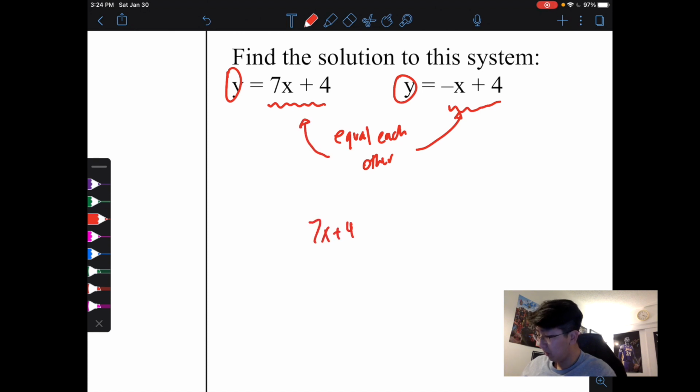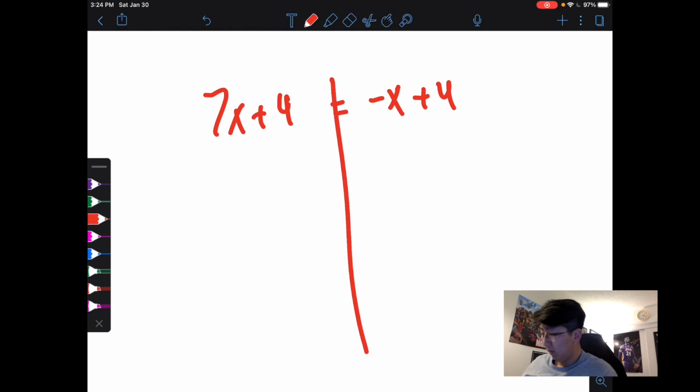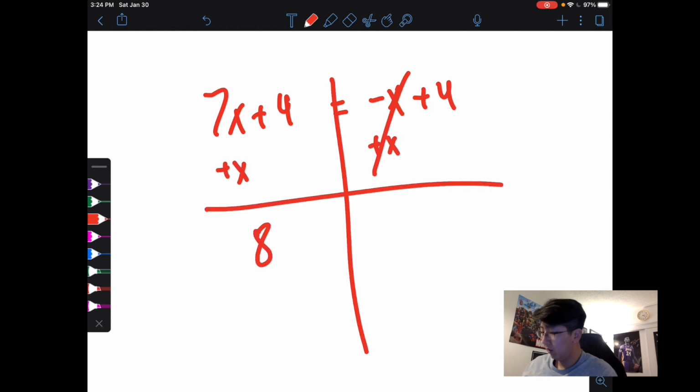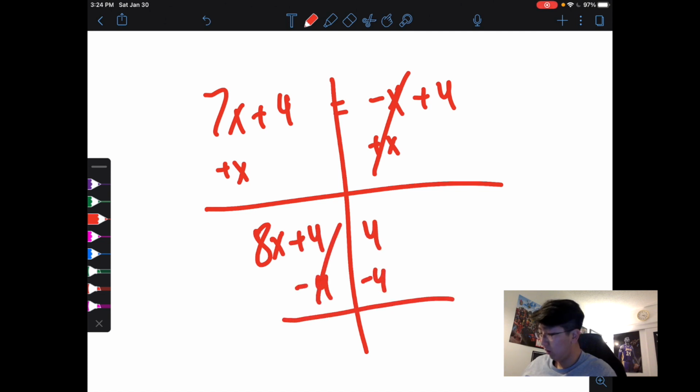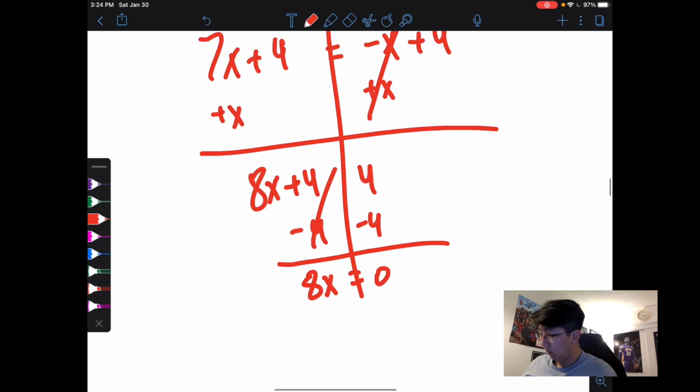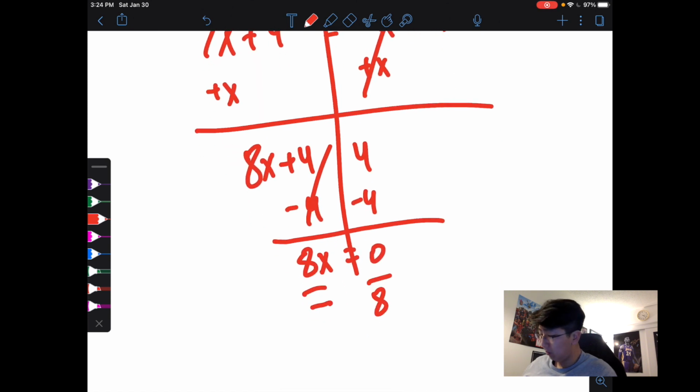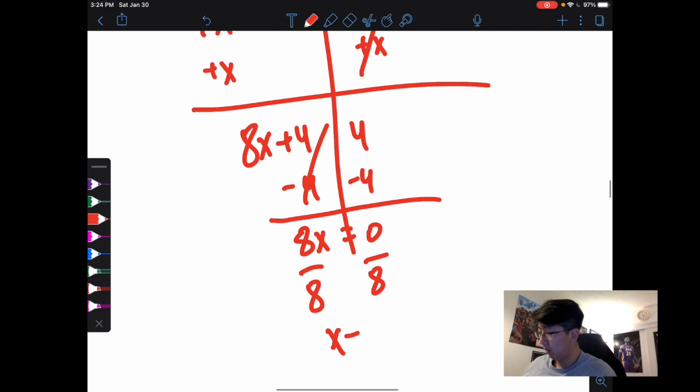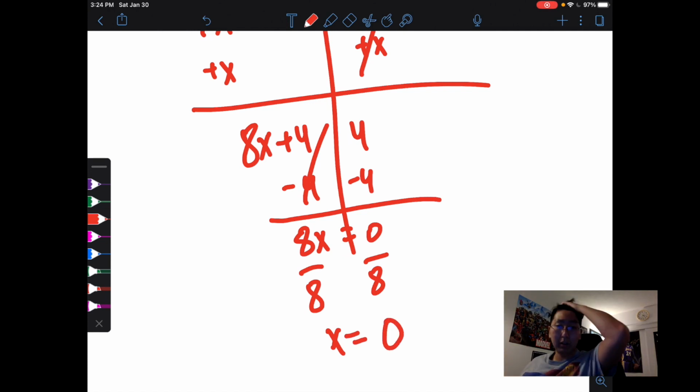So 7x plus 4 equals negative x plus 4. Okay, and now I'm going to solve for x. Add x to both sides: 8x plus 4 equals 4. Subtract 4: 8x equals 0. Divide both sides by 8. Does anyone know what 0 divided by 8 is? Right, it's 0. 0 divided by anything is 0.